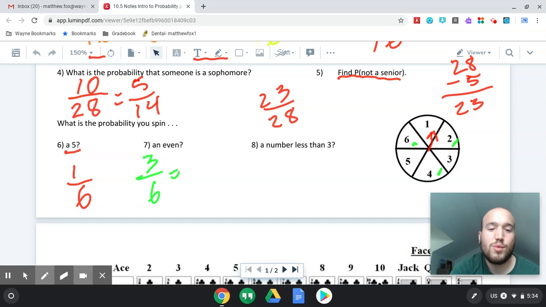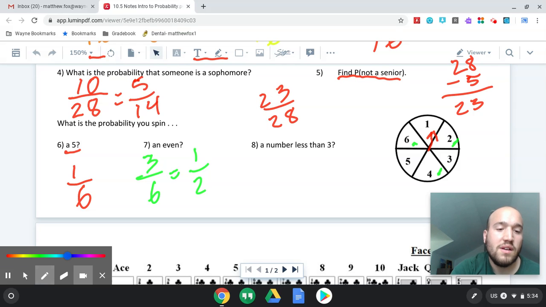Now, we're not quite done. 3 over 6 can reduce. 3 goes into 3 one time. 3 goes into 6 2 times. Okay, now this final one, find the probability that a number is less than 3. Okay, less than. So if we look here, 6 is not less than 3.